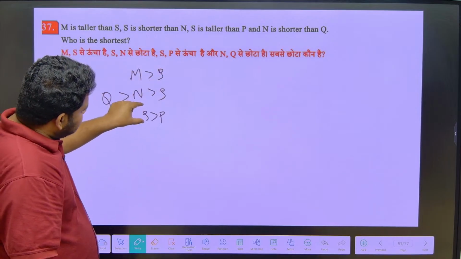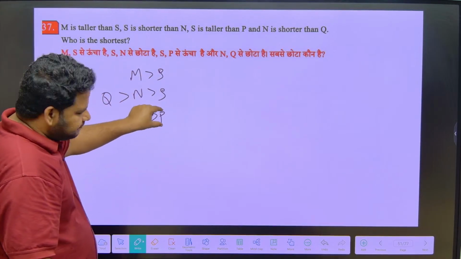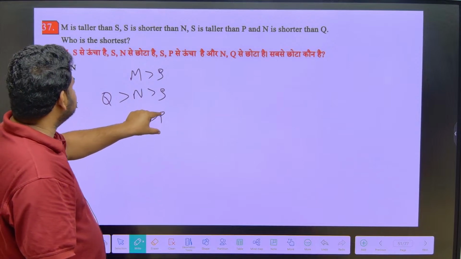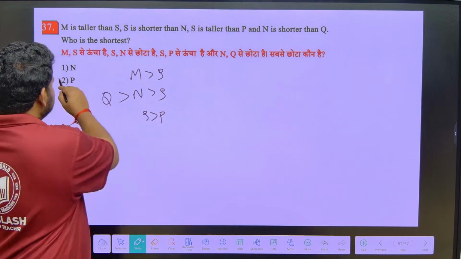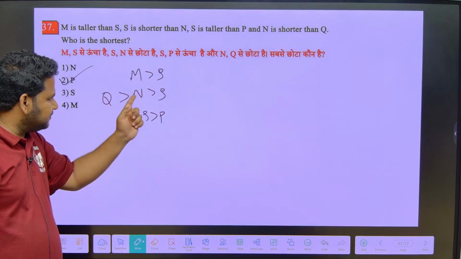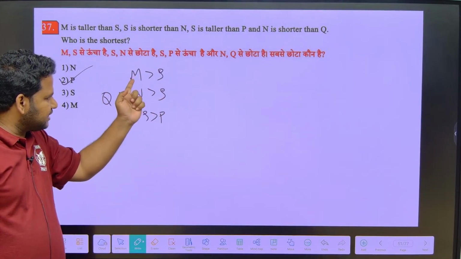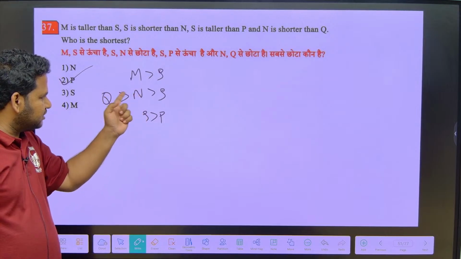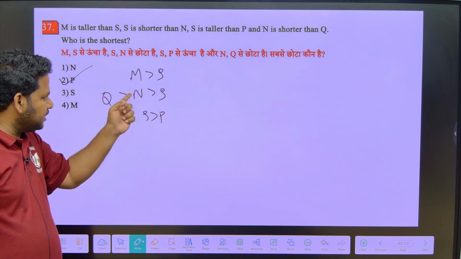But out of S and P, P is shorter, they have given. So who is the shortest? It is P. From this condition, S is coming shorter. From this condition, S is shorter than both M and N, and N is shorter than Q. That means S is shorter than M and N and also Q.